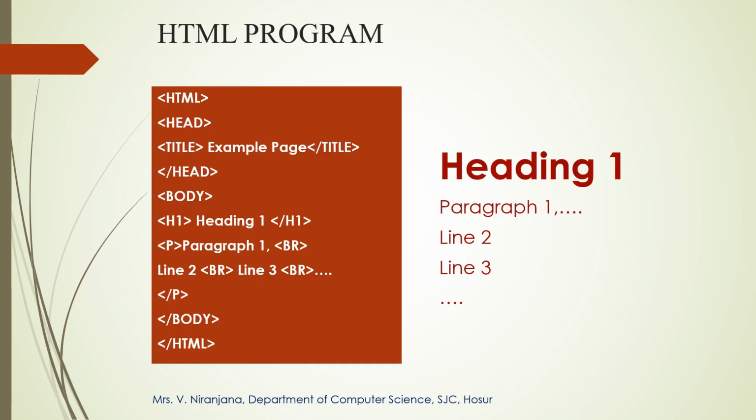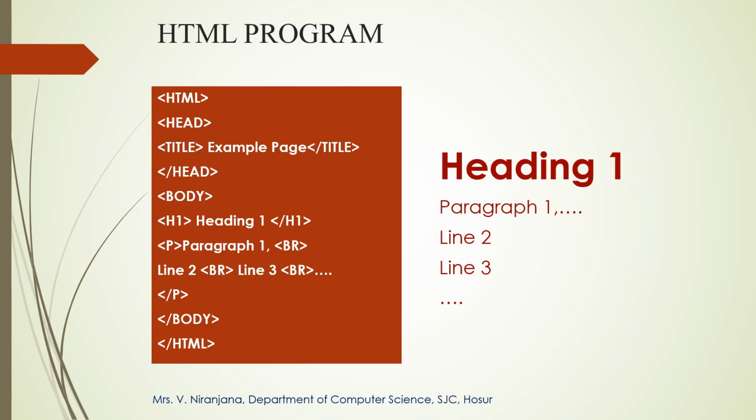Now we can see in this example, there is a heading called H1 and then a paragraph starts with the P tag, and in between you can see a BR tag, that is the break tag, then the text line 2, then again a break tag and line 3, and again a break tag and then the 4 dots. Finally, the P tag has been closed.